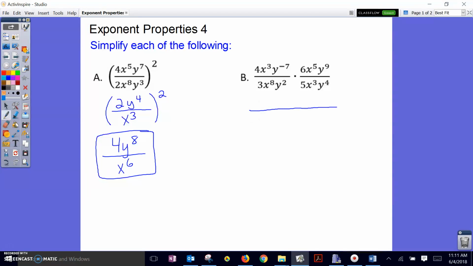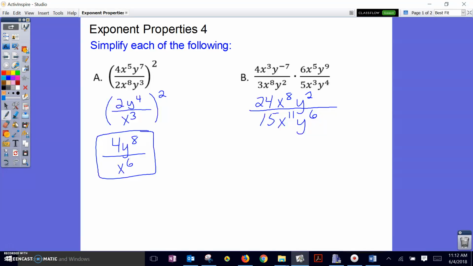I multiply out their numerators, 4 times 6, x to the 3rd times x to the 5th, y to the negative 7 times y to the 9th, y to the 2nd, and then in the denominators, 3 times 5, x to the 8th times x to the 3rd, and y to the 2nd times y to the 4th. And now I can go ahead and simplify all these.